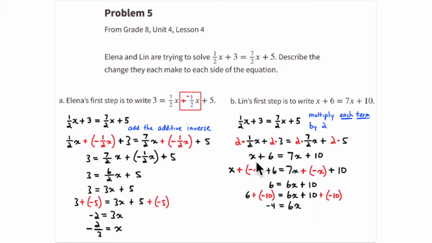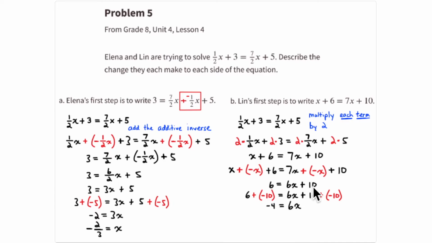And so we're here where Lynn multiplied through by 2 to get rid of the fractions. And I'm going to add a negative x, or Lynn can add a negative x to get rid of this x. So that adds a negative x on this side. So 7x plus a negative 1x is 6x. So now we have 6 equals 6x plus 10.